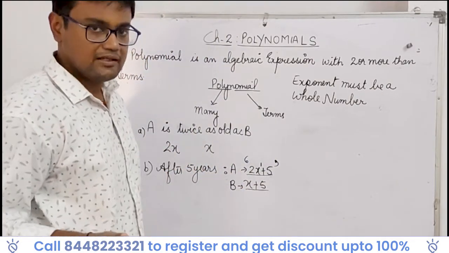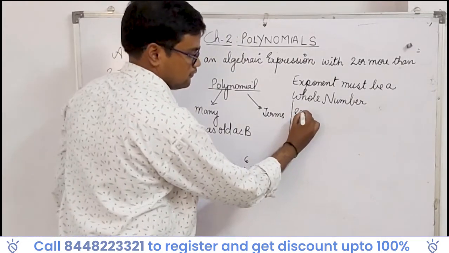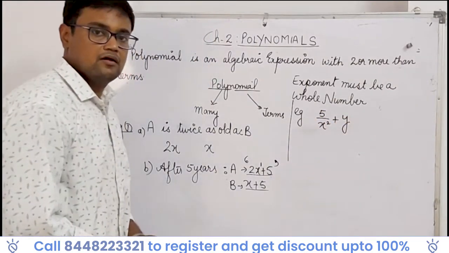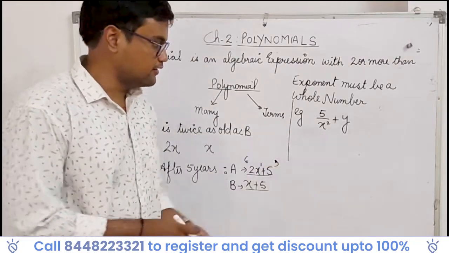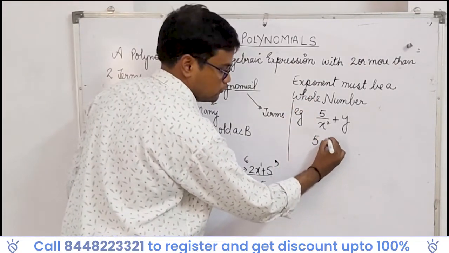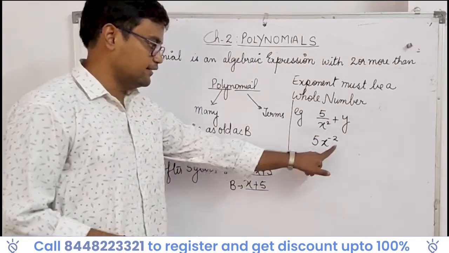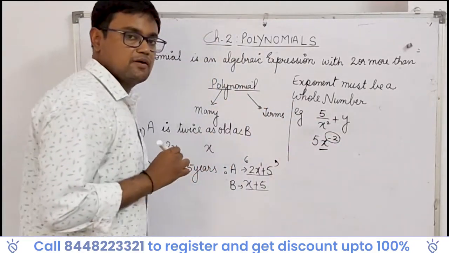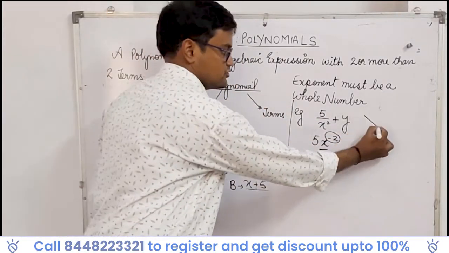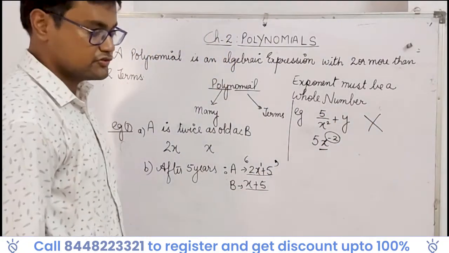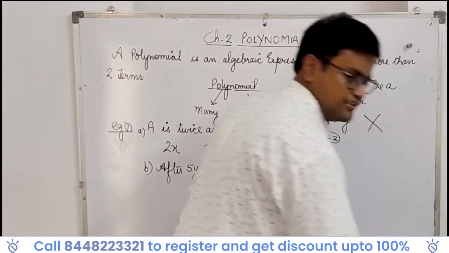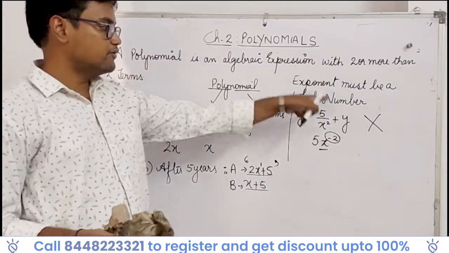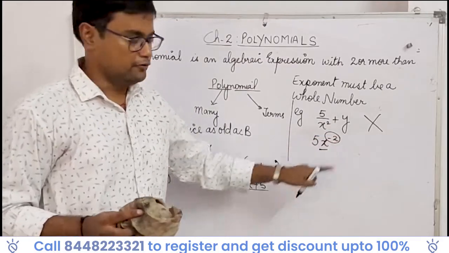So there may be algebraic expressions like 5 upon x squared plus y. Now if you take this x squared towards the top, it will have a negative sign by the laws of exponents. And you can see this minus 2 is not a whole number, hence this expression is not a polynomial. It is just an algebraic expression. So every polynomial is an algebraic expression, but every algebraic expression is not a polynomial.